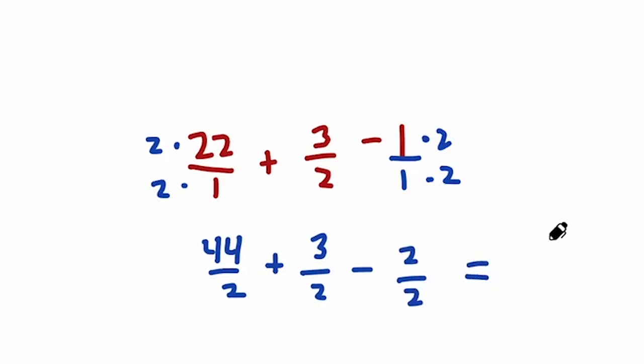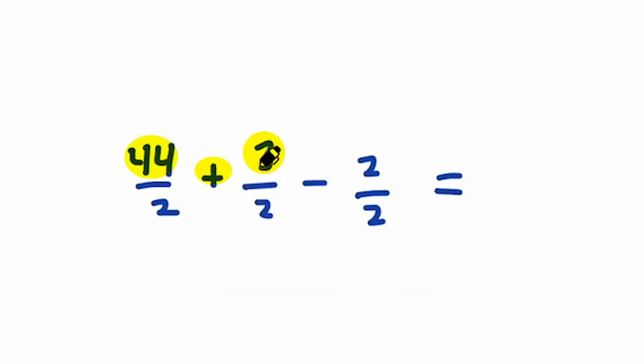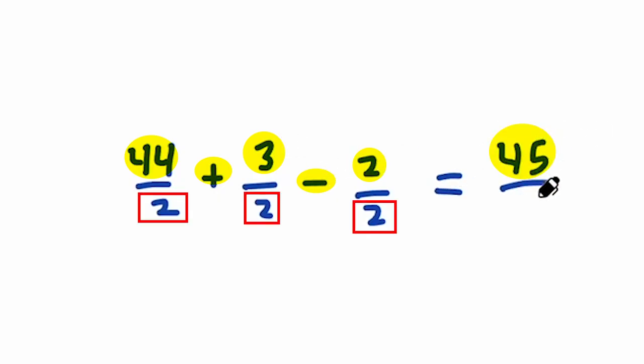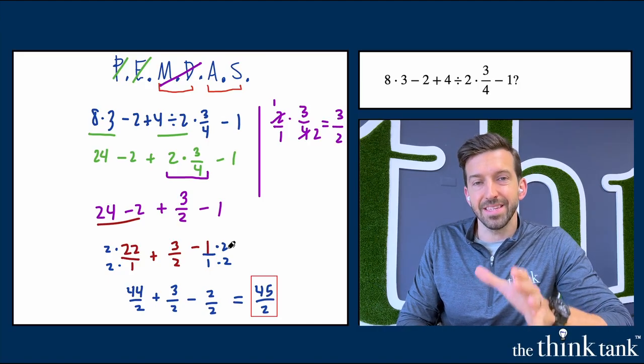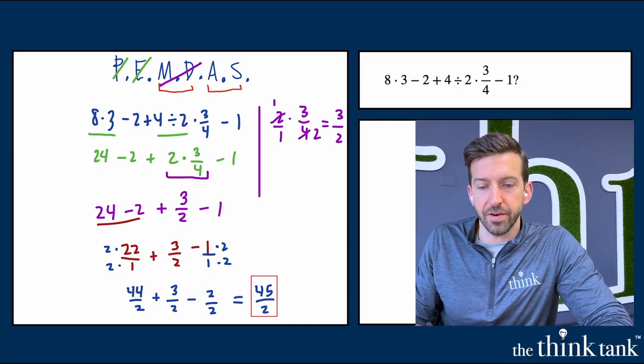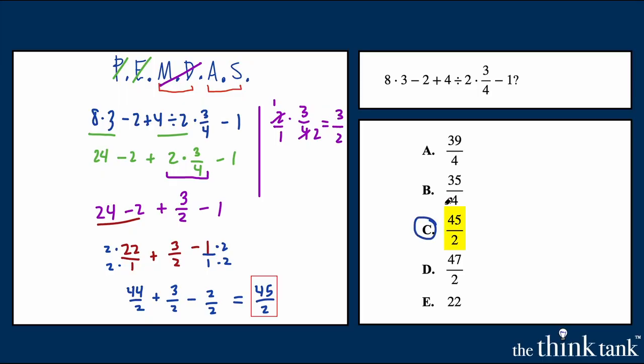All right, well, now we've got just addition and subtraction. We did the work to get common denominators. Let's just add the fractions. 44 plus 3 is 47. Minus 2 is 45. So the numerator is 45. All of the denominators were 2, which means we can keep it. This was 45/2, so this whole problem simplifies down to 45 over 2, which means our answer is C. And if you got it, good thinking.